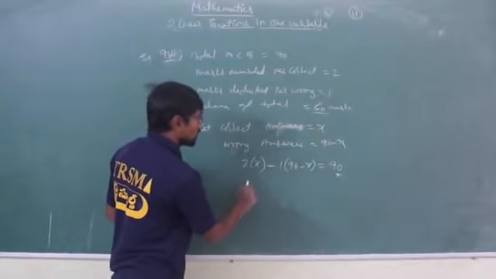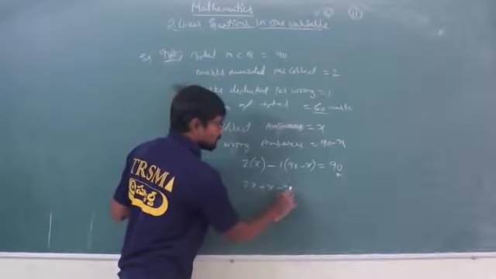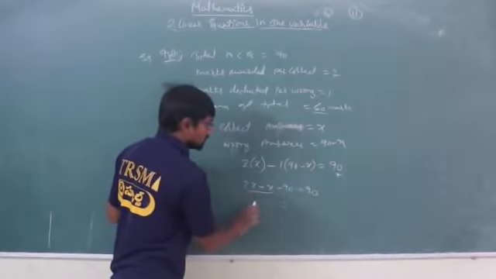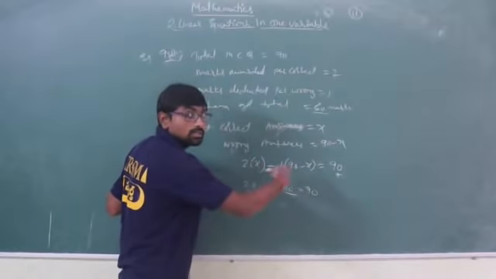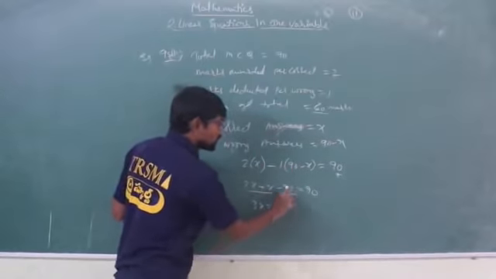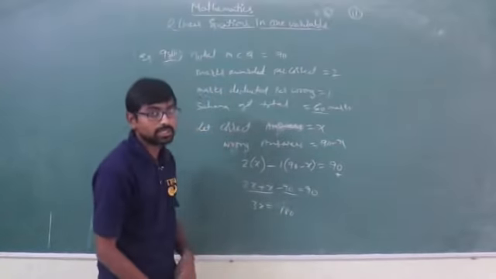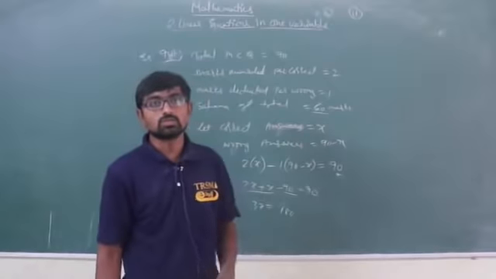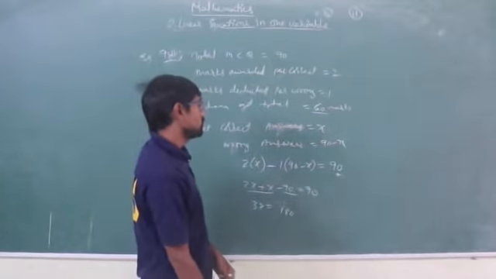You can solve it: 2x minus into minus becomes plus, so 2x plus x minus 90 is equal to 60, isn't it? So here you will get 3x minus 90 equals 60. We add 90 on both sides, so here we will get 60 plus 90, 150. If I divide, I will get 50, isn't it? So she has written 50 correct answers. Like that you need to find.